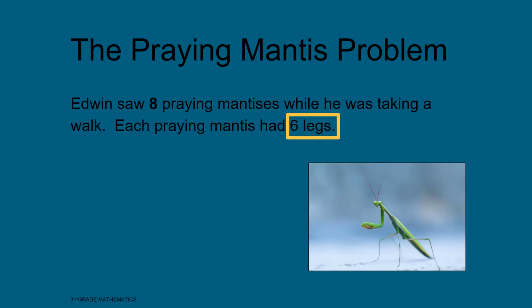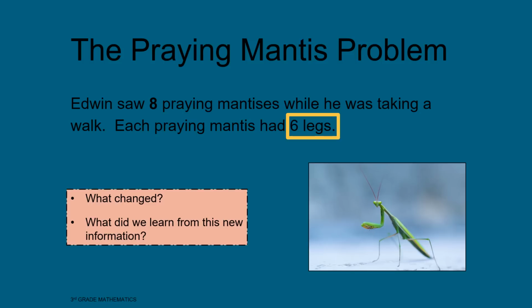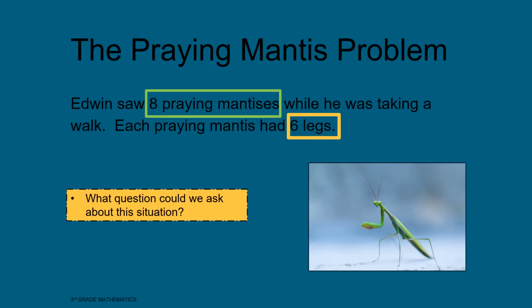Edwin saw 8 praying mantises while he was taking a walk. Each praying mantis had 6 legs. What changed this time? What did we learn from this new information? Now we know that Edwin saw 8 praying mantises. That's a lot. I'm going to put a box around that so I can remember that information. Now I'm wondering, what questions could we ask about this situation?